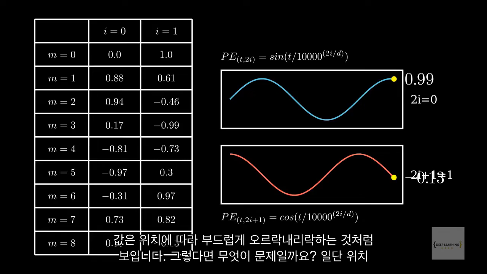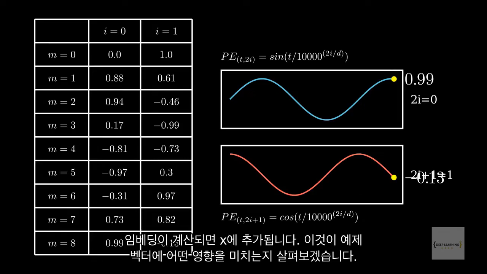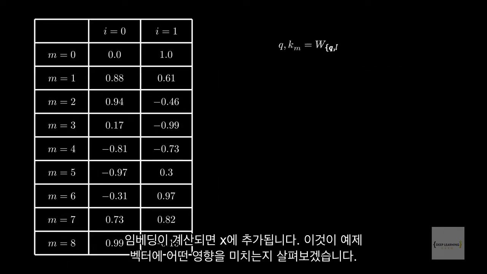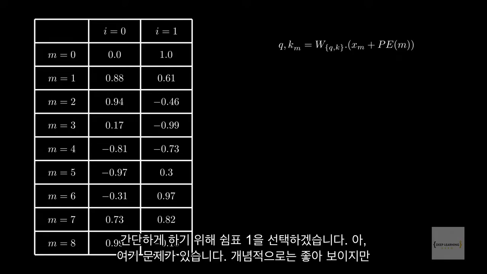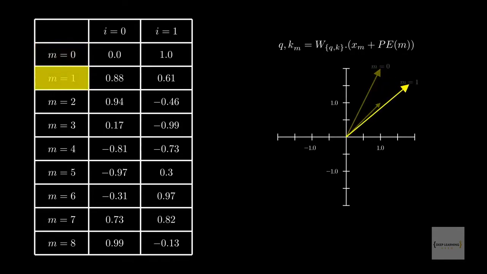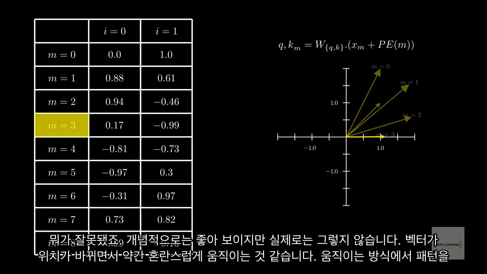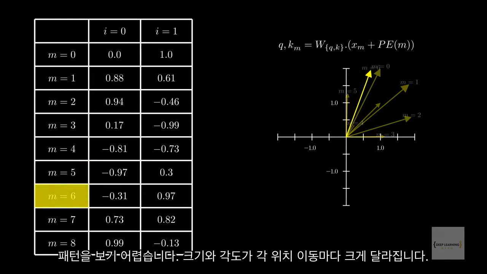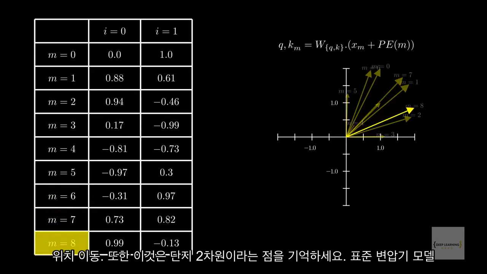So what's the issue? Once the position embeddings are computed, they are added to X. So let's see how this affects an example vector. For simplicity, let's pick 1, 1. Here's what's wrong. Though conceptually it looks good, not so much in practice. The vector seems to move a bit chaotically as the position changes. It's difficult to see a pattern in the way it moves. Both the magnitude and the angle change significantly from each positional shift.